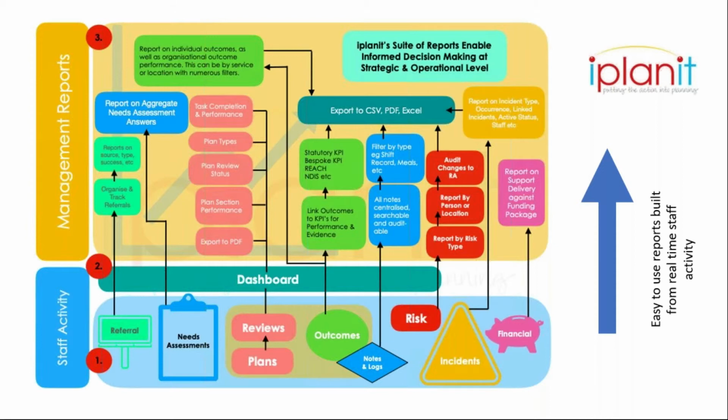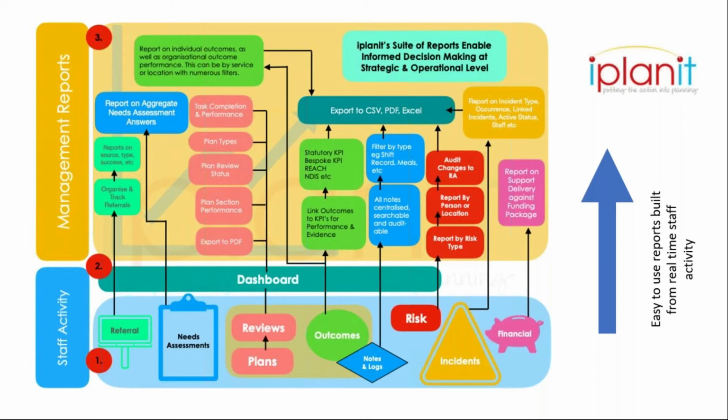So if we just take an example, say plans and reviews there, the pink boxes, if we follow that line up, firstly, there's an interface there, which is the dashboard, which I'm going to show you. That puts lots of different reports into a useful, easy to use, meaningful system for staff to interact with on a daily basis to see where plans and reviews are. And the same to the right there, the green with the outcomes.